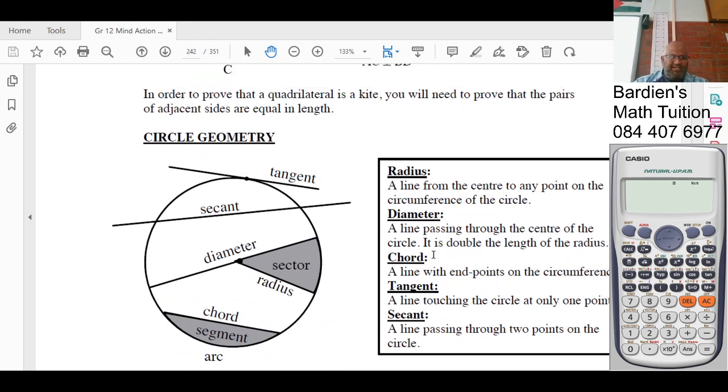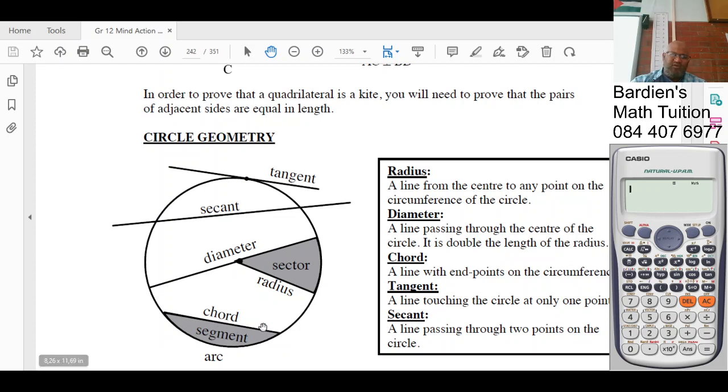Right, circle geometry. We know what a tangent is. A tangent is basically a line touching the circle at one point only, as you can see there. A secant is a line that's cutting a circle at more than one place, or two places in this case. A diameter is a special chord, a chord that's going through the center. A chord is a line that's drawn from one point of a circle to another.